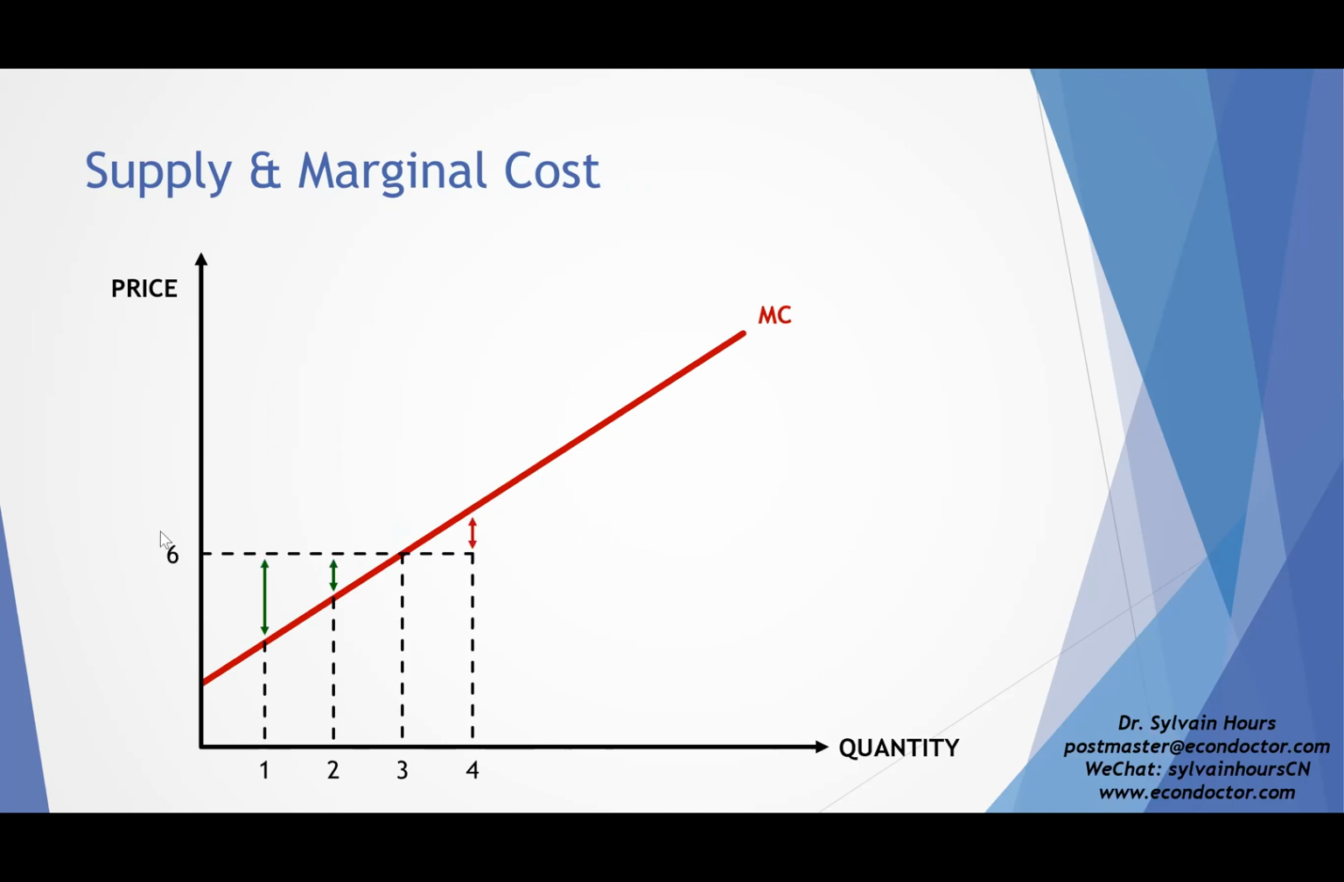Same thing here. If the price is 6, should I produce the first unit? Yes, because I receive 6 and it costs me less. Same thing for the second unit.